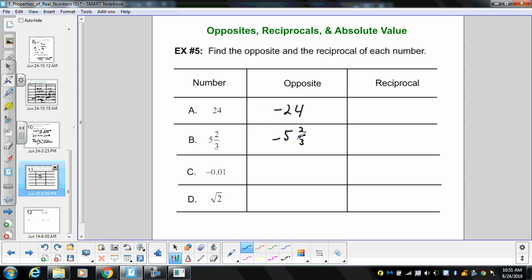Of course, if you ever want to pause this and try to do it yourself before I do it, that's a good idea as well, to see if you really know what's going on. Because of that negative, that does become positive. And then that just becomes a negative square root 2. So that's all you have to do for opposite.